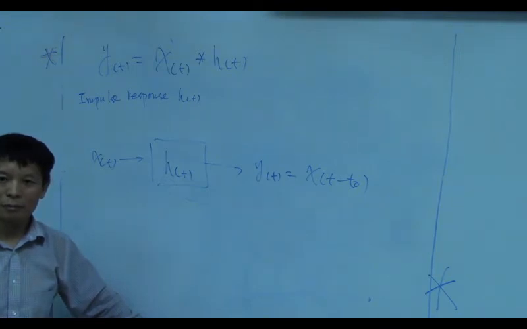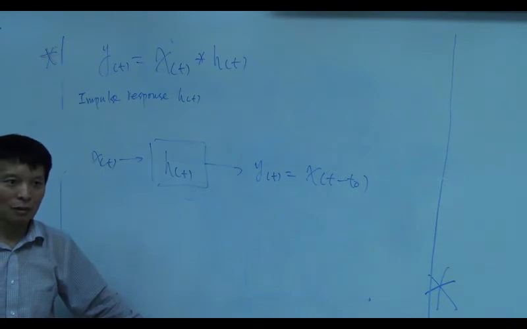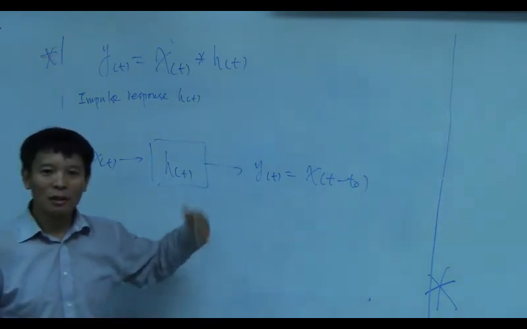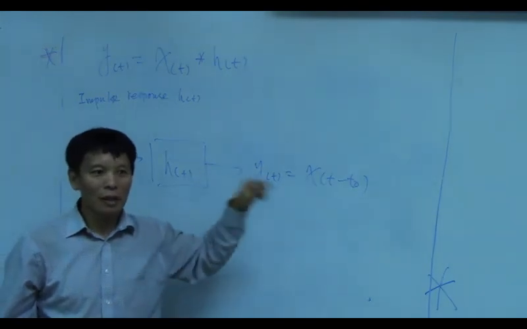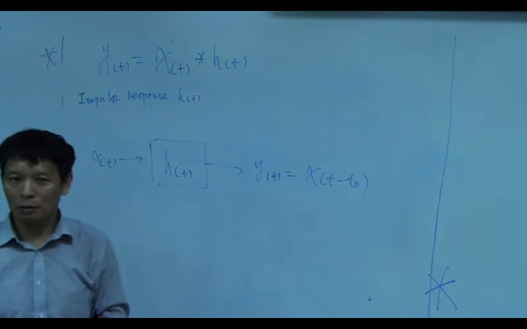X(t) minus t0. I don't look at the notes. I let you preview the notes, but don't look at the notes. Anyone? What I said: how to get the impulse response? You make the input equal the impulse. Then the output is the impulse response.